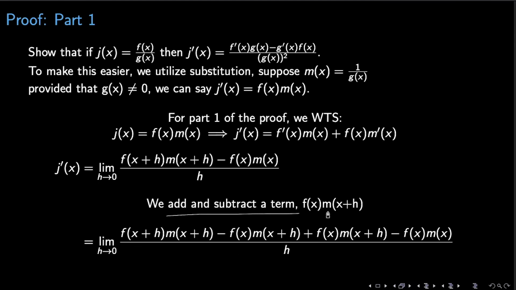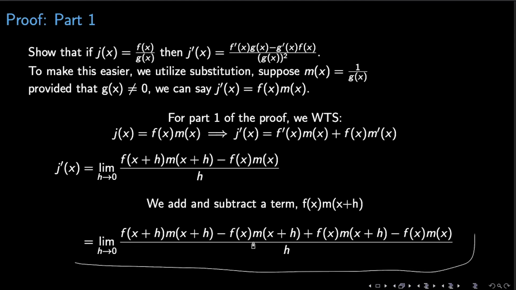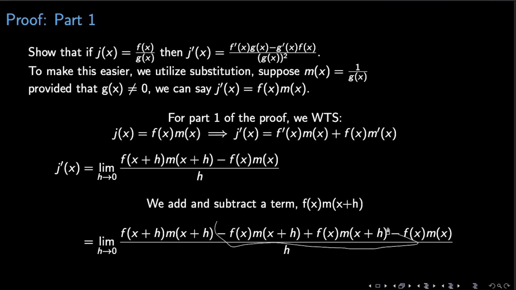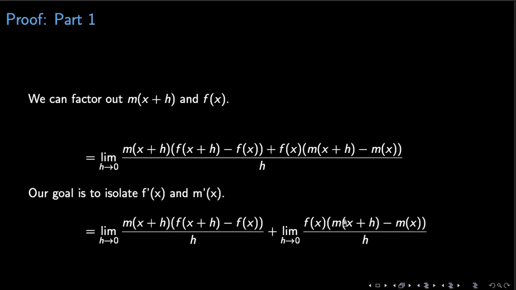So, adding and subtracting a term, f of x times m of x plus h, will give us the following expression. You can see that when we add and subtract this term, this basically cancels out to 0. This is just equal to 0. Now, this is valid because we're not really changing the original expression. So in this case, this must be valid. Now, you will see how this proceeds.